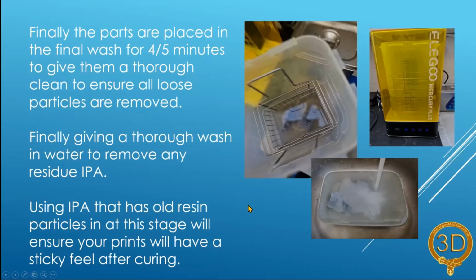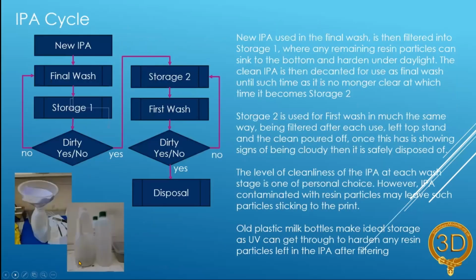One of the things I do this for is that if you use an IPA that has old resin particles in it, then they will adhere to your prints and will have a sticky feel after curing and may obscure some detail, which I think will take me on to why I've got the next slide in. Now I thought I'd better explain my IPA cycle, if you like.